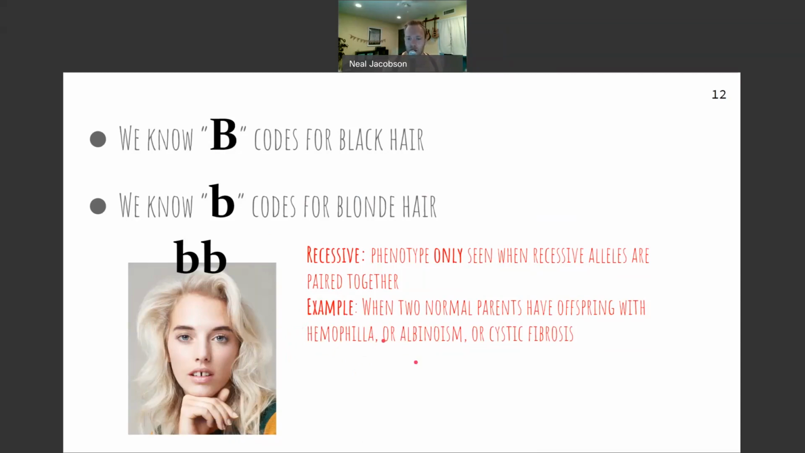Albinism is another example. That's where you don't make pigment in your skin, hair, nails, anything. Cystic fibrosis is another one. That's where you do not make good surfactant in your lungs. So that means that your alveoli in your lungs are not able to expand fully. You have a hard time getting enough air, and it's sort of like suffocation. It's really an awful disease and very painful.